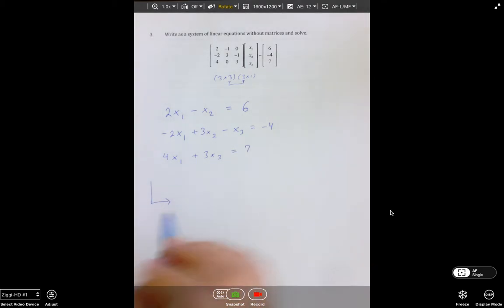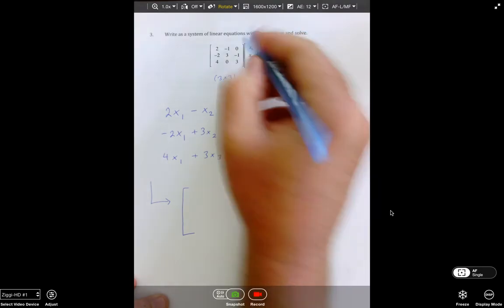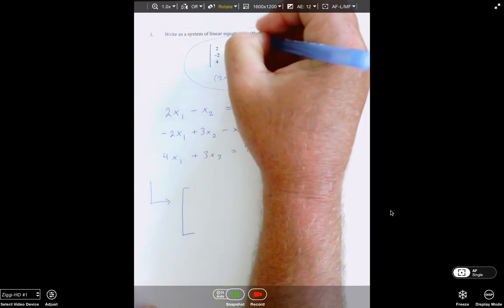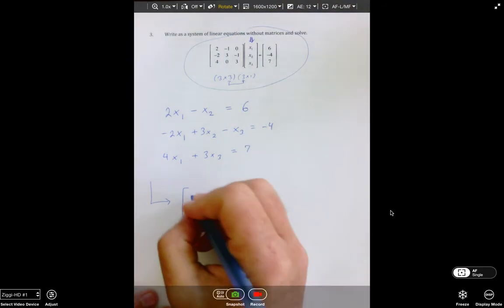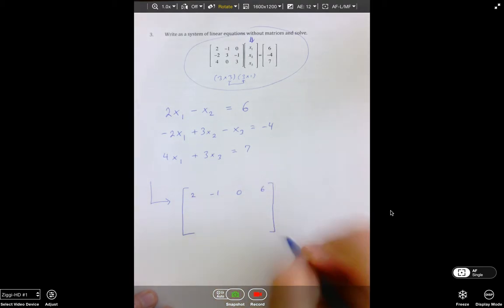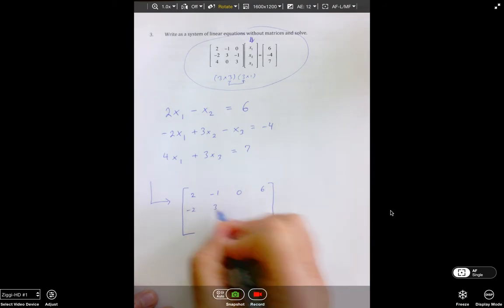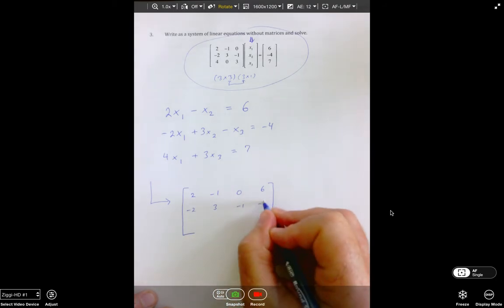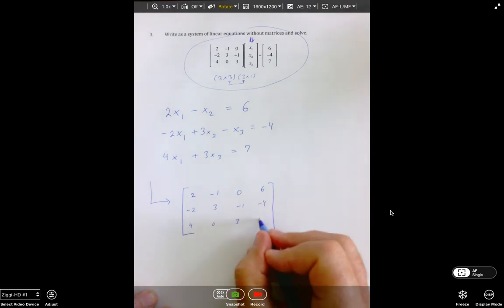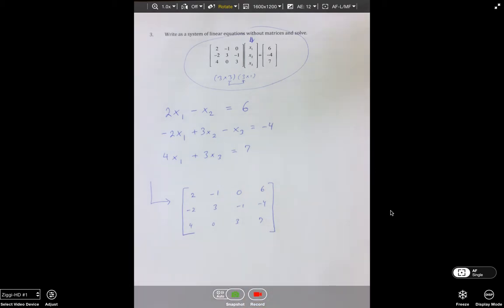Now guys, if I'm going to solve this, I'm going to use the augmented matrix for this. And that's really easy to get from this part right up here. The augmented matrix is really just kind of smashing all that together without the x1, x2, x3, without the variable column vector here. So I'm going to have 2, -1, 0, 6, -2, 3, -1, -4, and 4, 0, 3, +7. So let's go put that in our calculator.